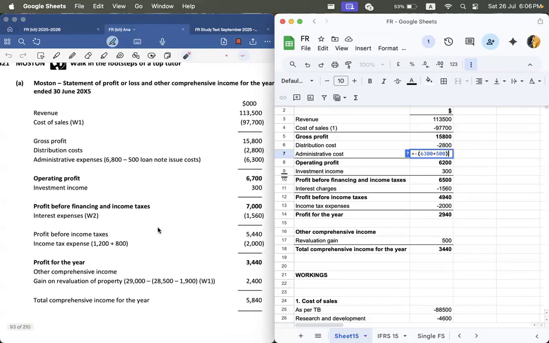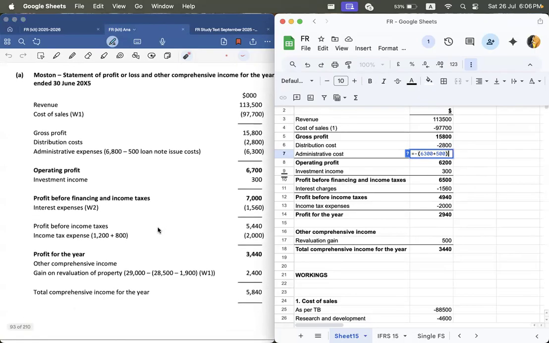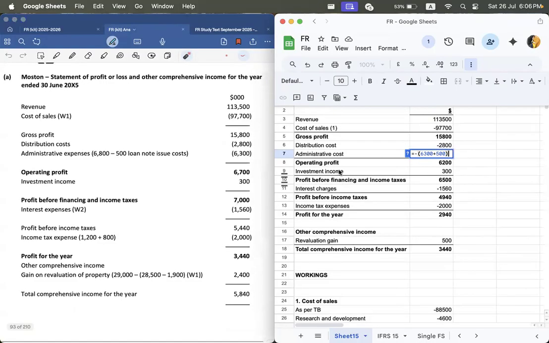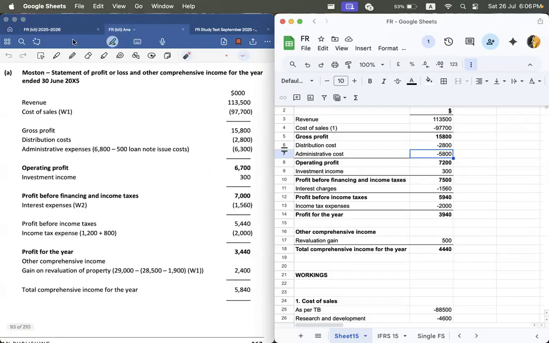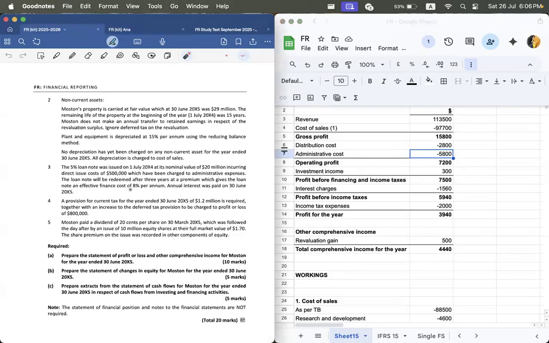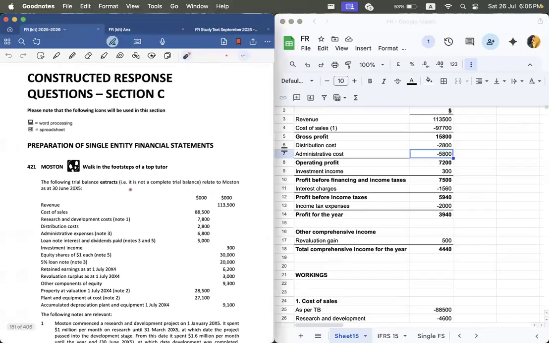Because over here it's 6,300, but over here... No, again, still. The administration cost is how much? But in the TB, it's 6,300. Why are they saying 6,800? Let me see the TB. Administrative, yeah.